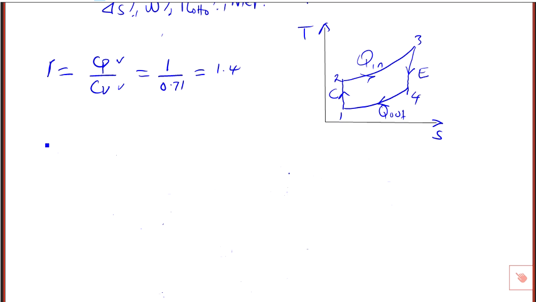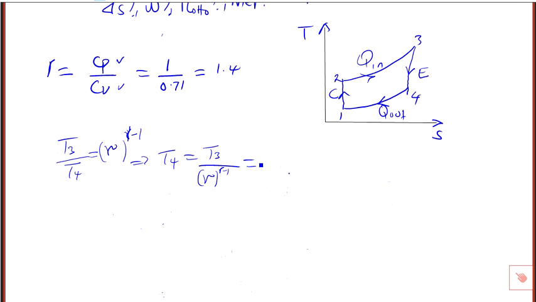Correct. Now we can use the other comparison, that is T3 over T4, which should be equal to the value of R, just like we had discussed earlier, to the power gamma minus 1. This is gamma, not R. And from here we can get the value of T4. This implies that T4 will be equal to T3 divided by that one, power gamma minus 1.